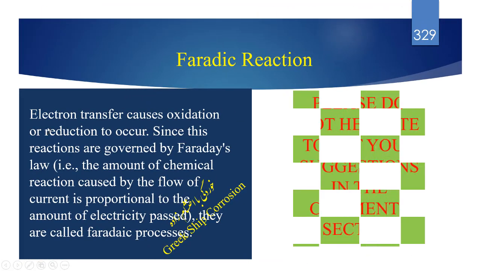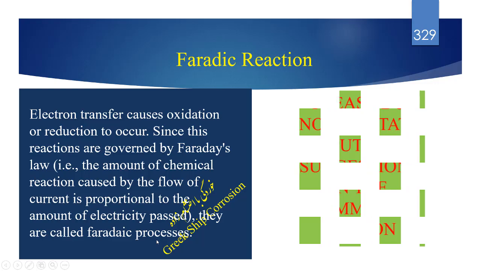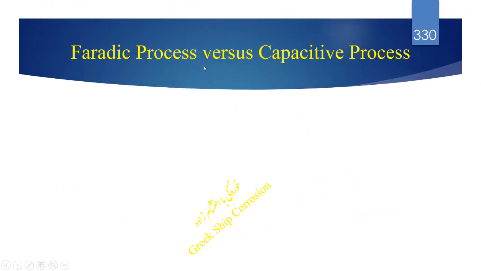Faradaic reaction. Electron transfer causes oxidation or reduction to occur. Since these reactions are governed by Faraday's law, that is, the amount of chemical reaction caused by the flow of current is proportional to the amount of electricity passed, they are called Faradaic processes. Faradaic process versus capacitive process.